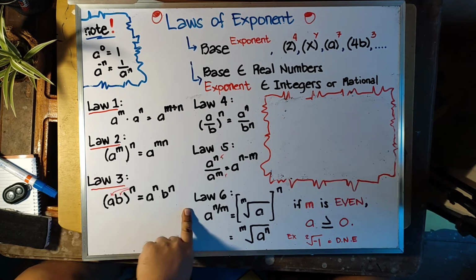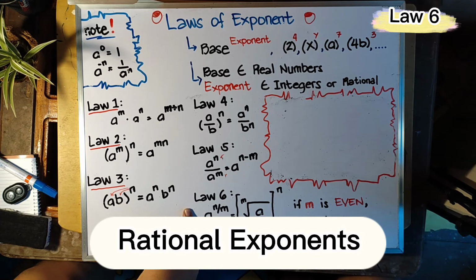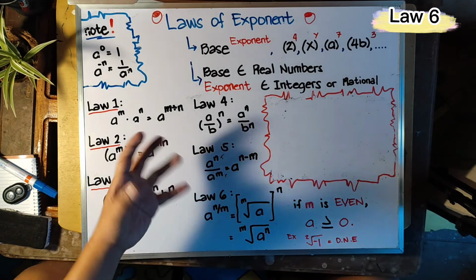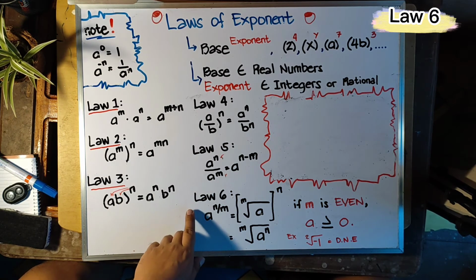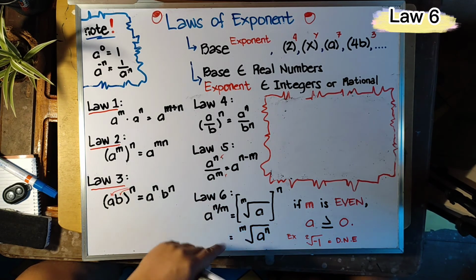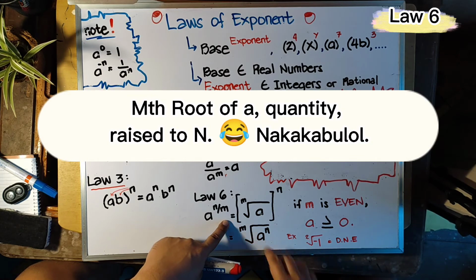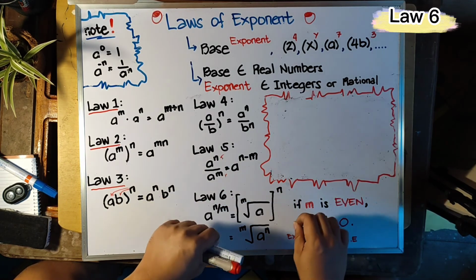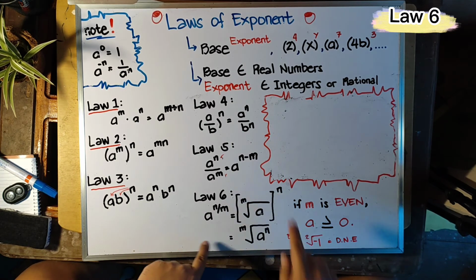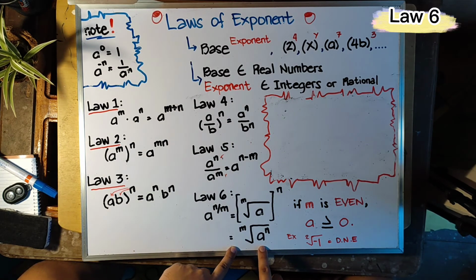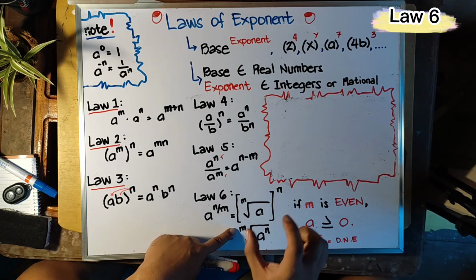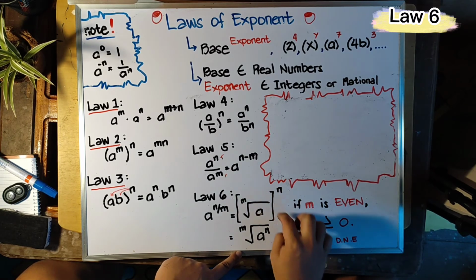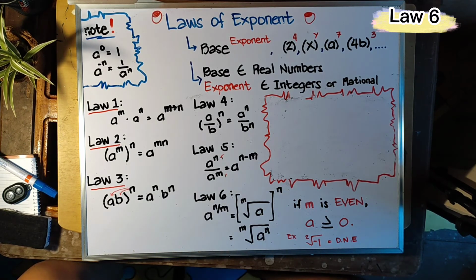Law 6. It is known as the rational exponent kasi yung exponent niya, rational number. It is a fraction, rational fraction. It states that a raised to n over m magiging mth root of a quantity n, or it could be mth root, magiging mth root of a raised to n. Same lang yan. Pumili ka lang dyan kung saan ka convenient.